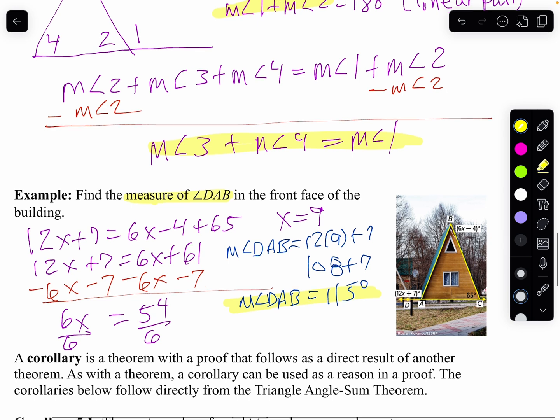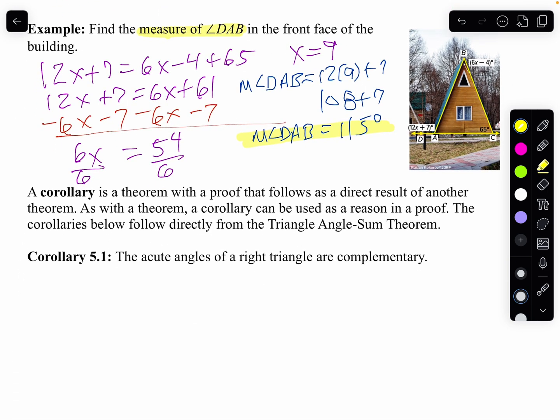Now, a corollary is just a proof that follows directly from another theorem. So we have this one. It says, hey, the acute angles of a right triangle, they're complementary. So in other words, if I have a right triangle and I know all three angles add to 180, well, that means if one of them is right, my other two angles have to add to 90, because 90 plus 90 gives me 180.